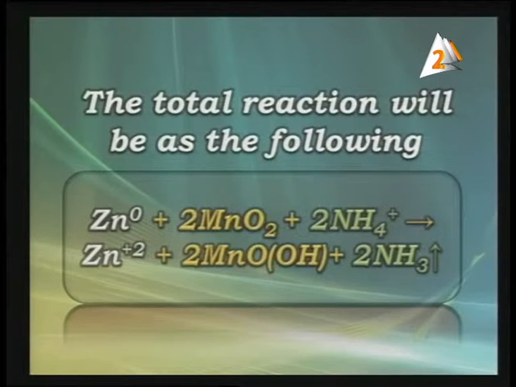Zn plus 2MnO2 plus NH4+, the ammonium ion, gives us Zn2+. It means the zinc changes from zinc metal to ions. And we have 2MnOOH plus NH3. So after using this dry cell, we have this chemical reaction.